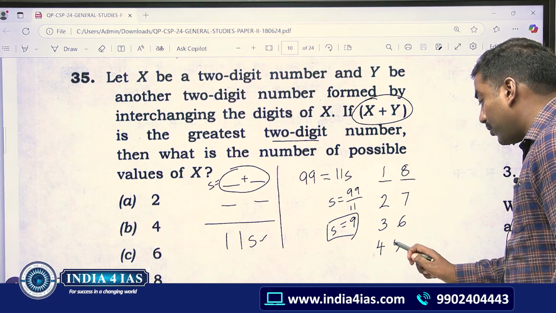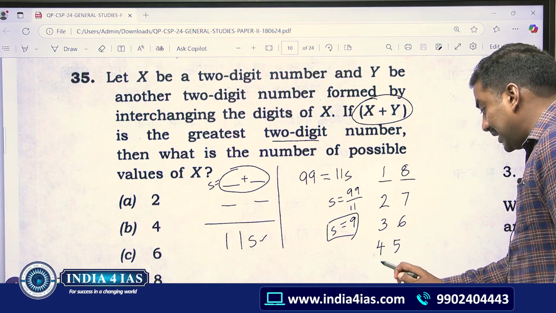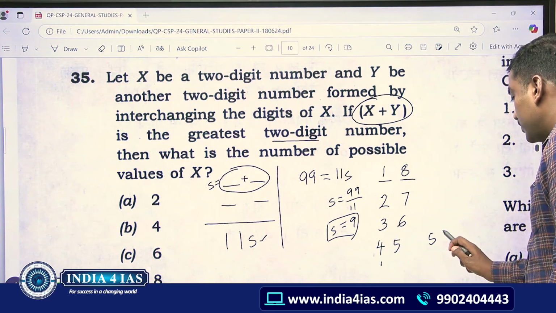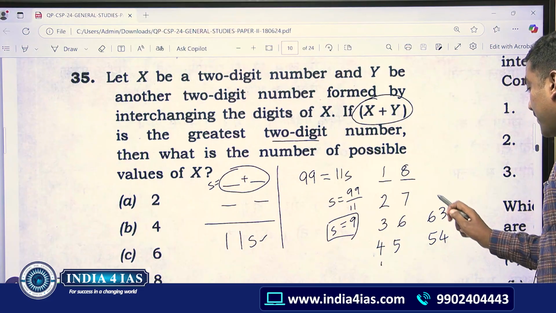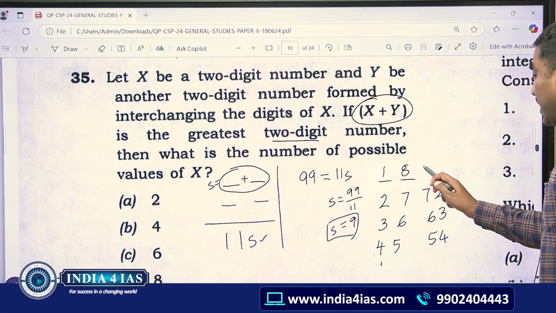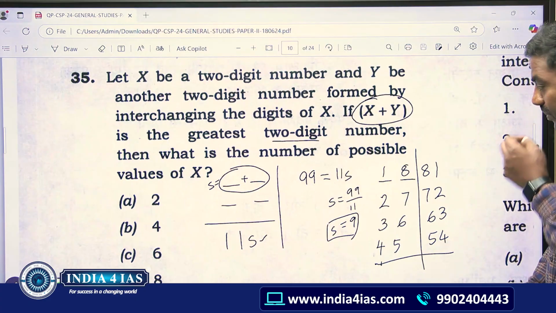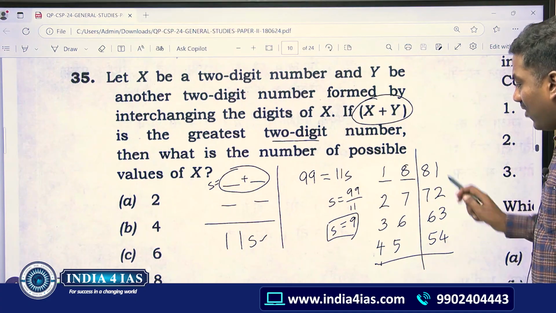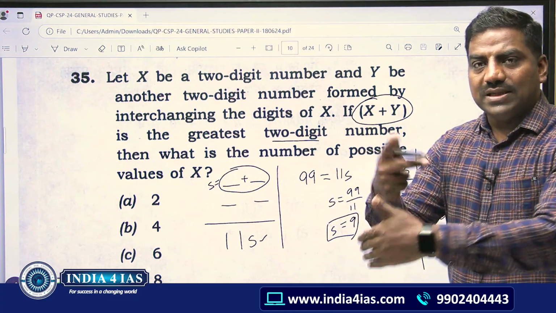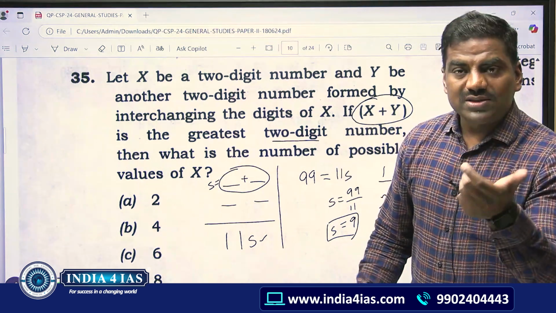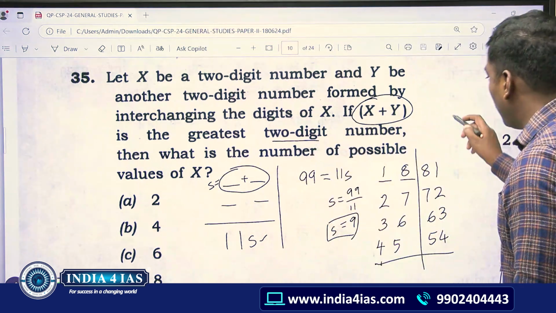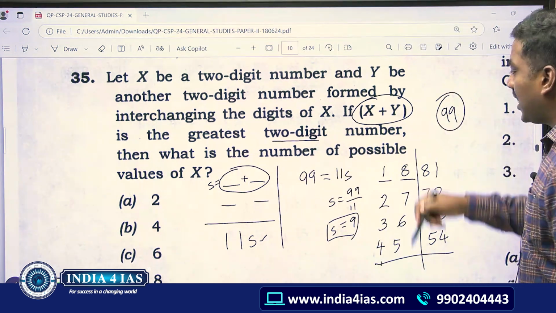The other number is 5. When you interchange this, you will get 54. You will get 63, 72, and 81. So basically, you take any of these numbers, reverse it and do the sum. You will get 99. This is what they are asking.